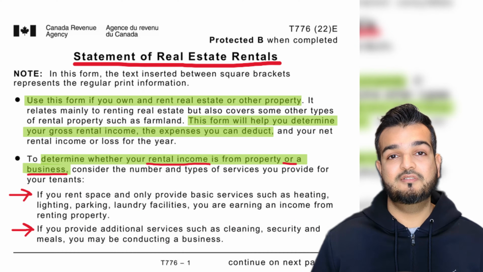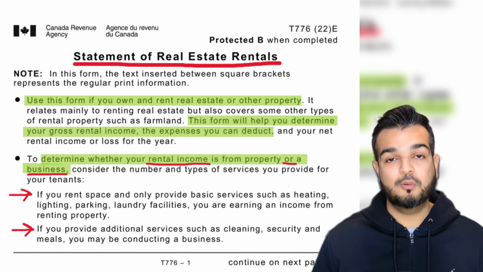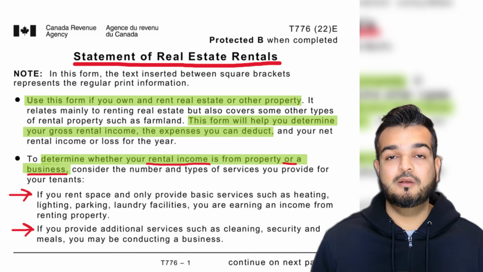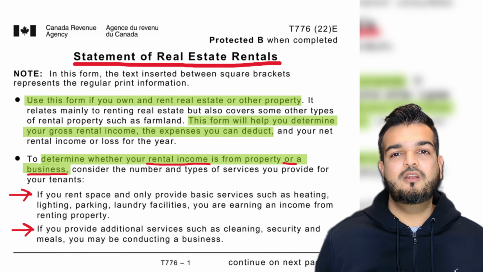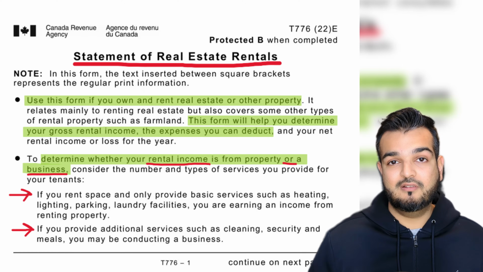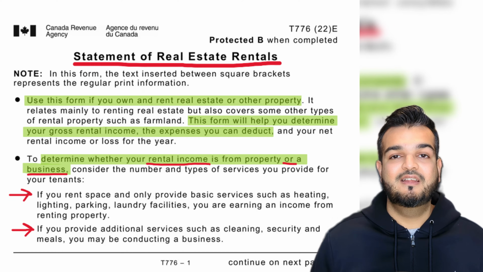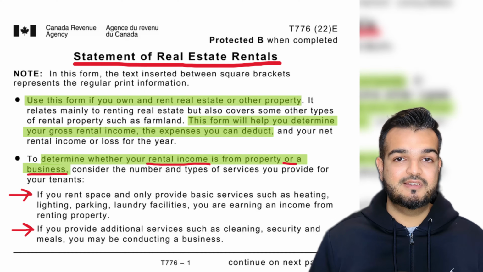The T776 form is your go-to form for reporting your rental income and expenses related to that rental income to the Canadian government once a year during tax time. So if you've ever wondered, how do you go about reporting your rental income? What forms do you have to fill out? When do you have to fill them out? Your answer is the T776 Statement of Real Estate Rentals.